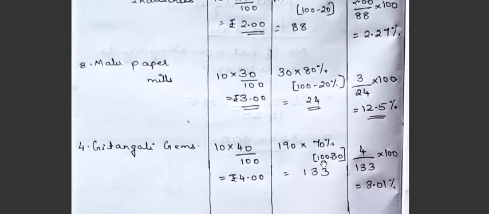70% is how you will get it. You assume the total percentage is 100 and subtract the 30% issue expenses. So deduct: 100 minus 30, you will get 70. So 190 into 70%, you will get 133. Then 4 divided by 133 into 100 gives 3.10. Okay, so this is how you have to calculate.